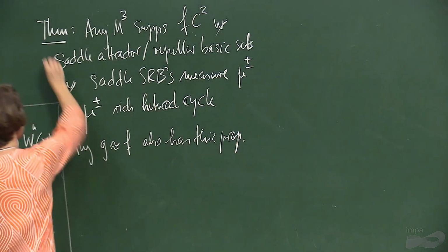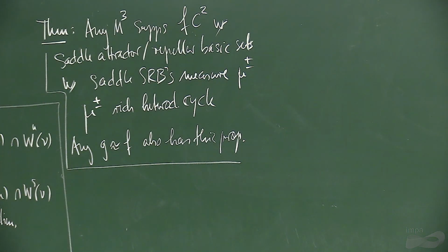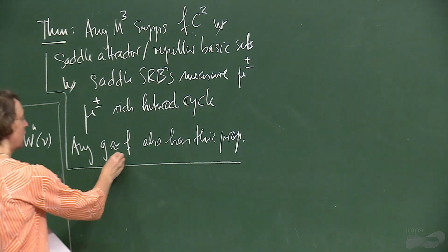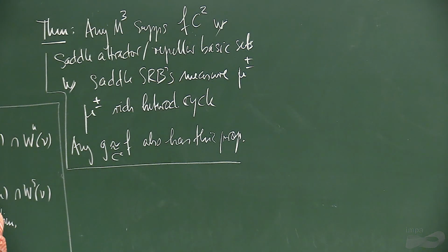So in this case, the SRB measures, the saddle SRB measures we consider, have the property that they do have a natural continuation. So you can talk about these objects for perturbations, any C2. I will define this now.